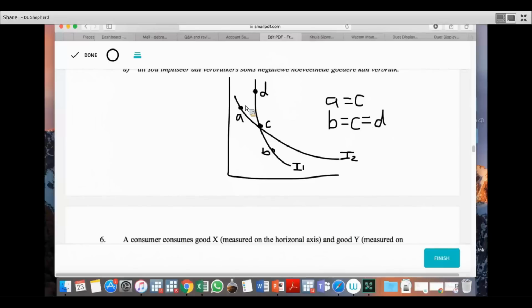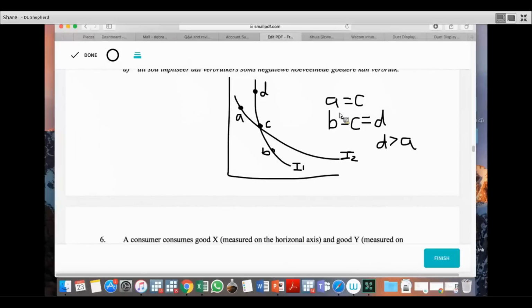But if you had to compare A and D, D clearly should be preferred to A, because D is getting you more consumption of both things. And what we know about consumers is that the more they are consuming, the happier they are. That's the sort of basic oversimplified logic. So D should be preferred to A.